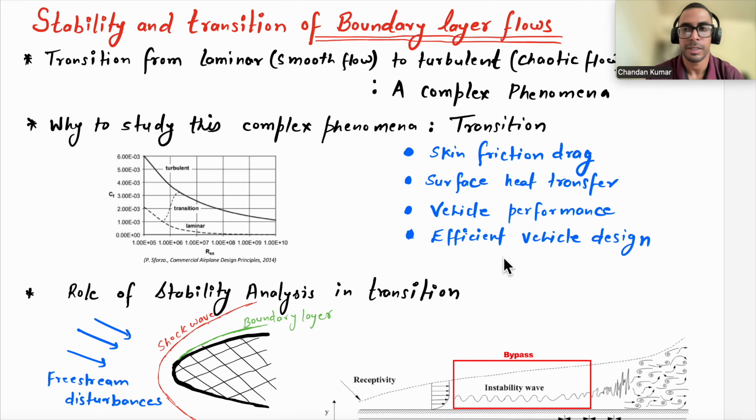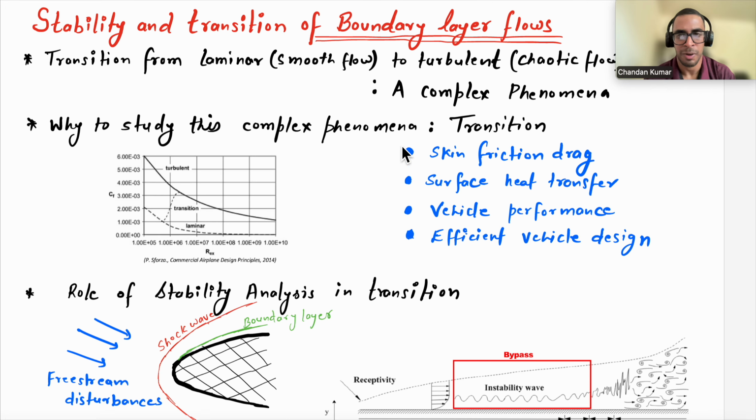Hello everyone. This is a lecture about stability and transition of boundary layer flows. So transition is basically the consequence of instability arising in the flow.